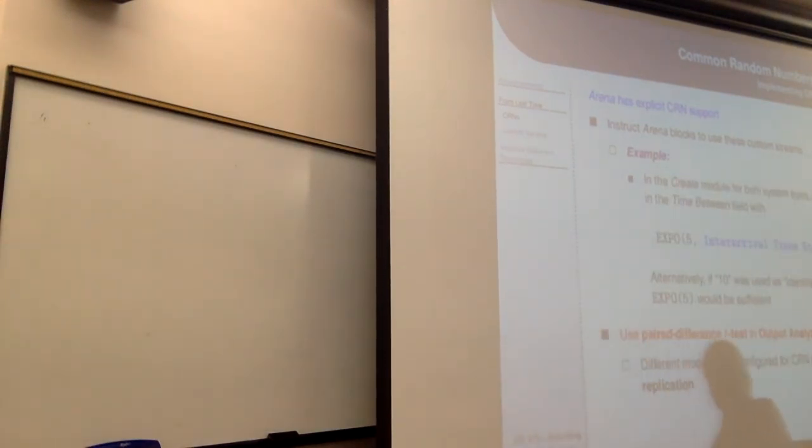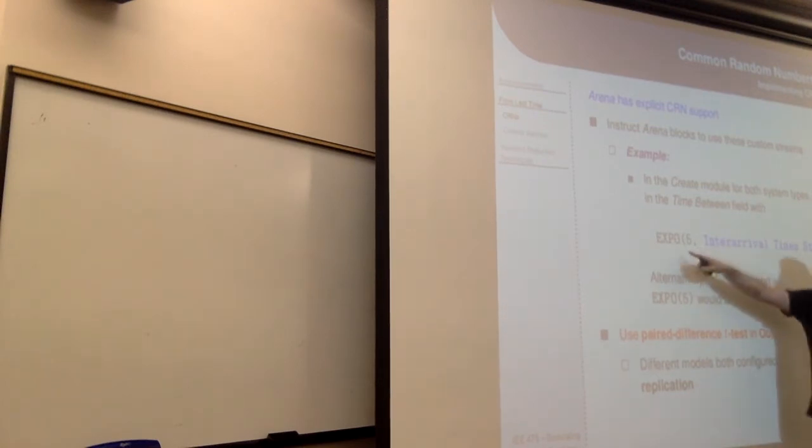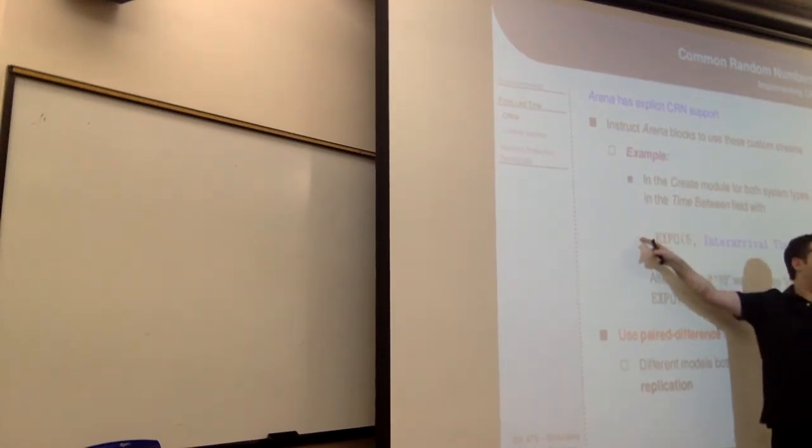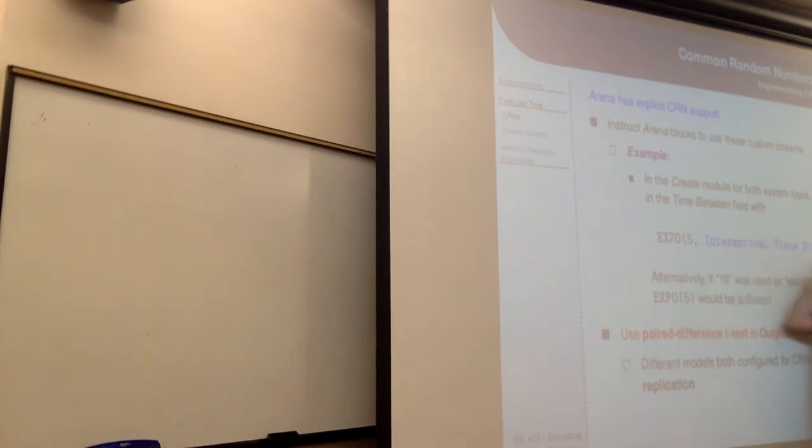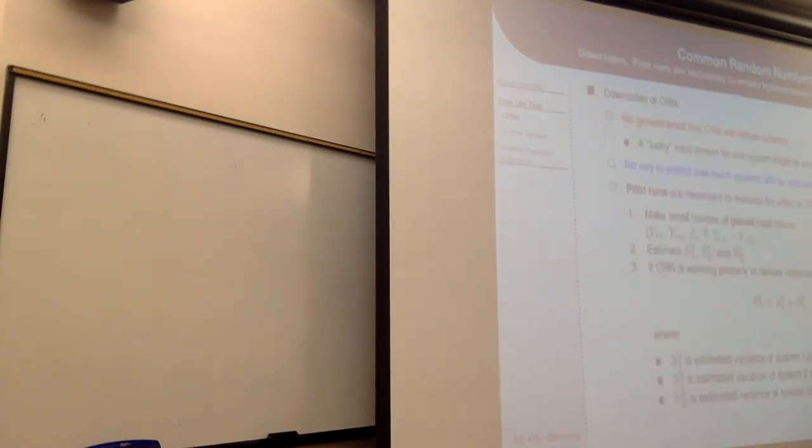Generally, if you're just trying to pair all your replicates together, it's easier to just use 10 and not worry about this. But in principle, every time you do a draw, you can tell it to use a different stream and you can name that stream. The downside of this is that it doesn't always work.